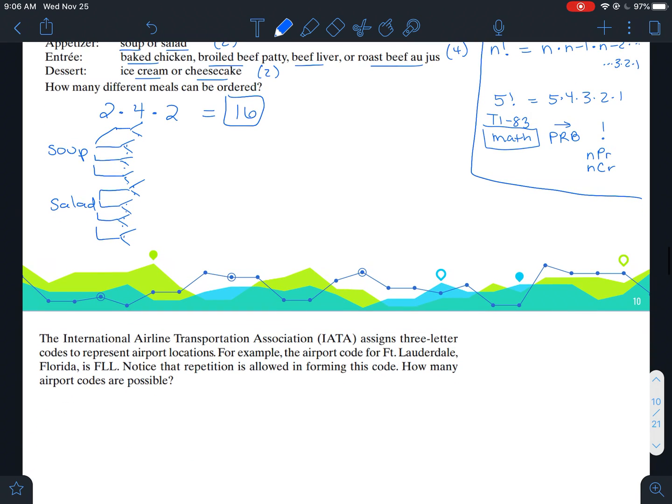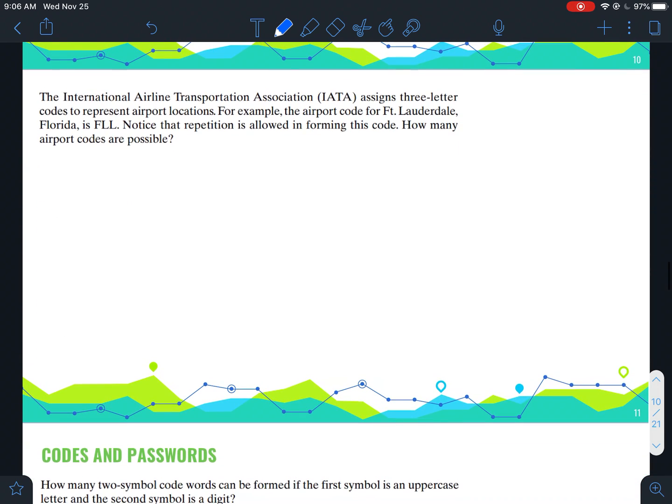I apologize. All right. So the International Airline Transportation Association assigns 3-letter codes to represent airport locations. For example, Fort Lauderdale in Florida is represented by FLL. Notice that repetition is allowed in forming this code. How many different airport codes are possible? Okay, well, you have 3 different letters that you're choosing. How many letters are there in the alphabet? Well, there's 26 letters in the alphabet.